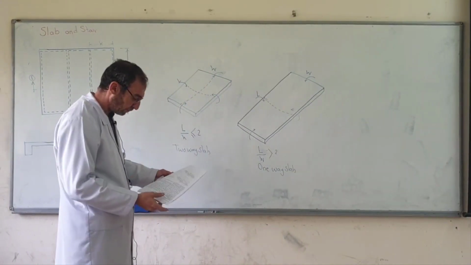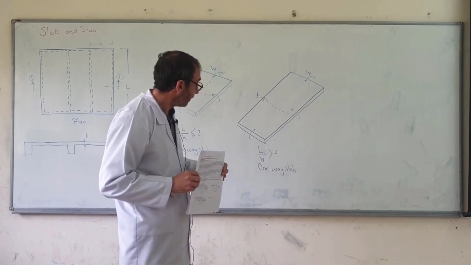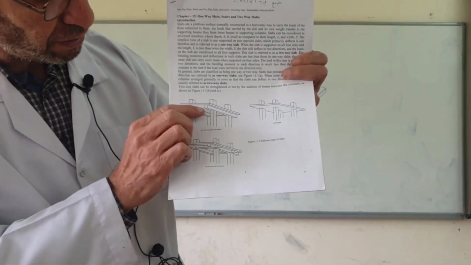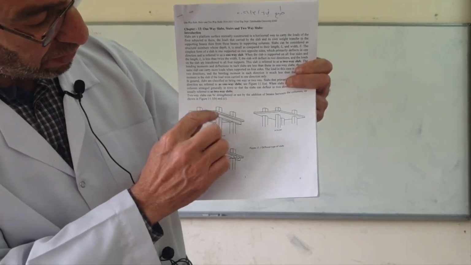We have another 3 sides, beams or walls, to support the loads applied on the slabs. In general, we have another type of slabs. This is a one-way slab, with beams in only one direction.